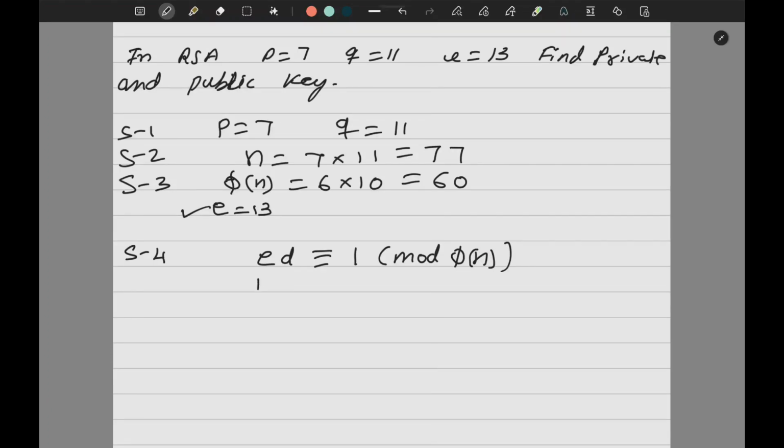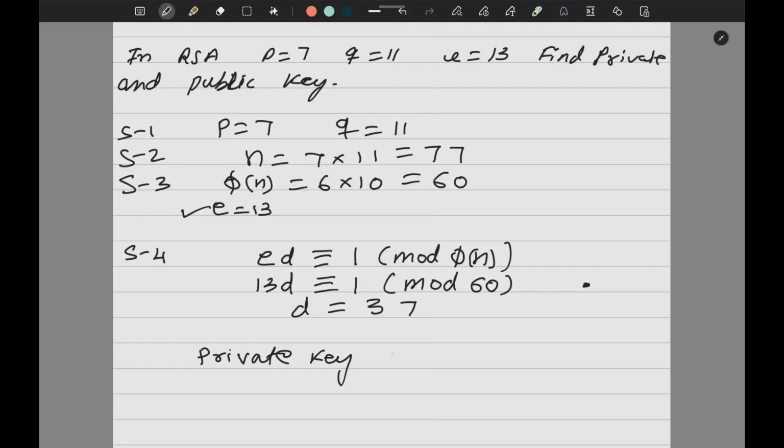Now put the values. 13D congruent 1 mod of 60. Again, it is a linear congruence and I have already taught you how to solve this. Even then, if you are not getting the answer, please go to the shorts. I have solved this question. I think it will be question number 8 or 9. So you can see the solution. Now, if you solve this, you will get D is equal to 37. Right? So my answer will be private key is equal to D comma N, that is 37 comma 7.